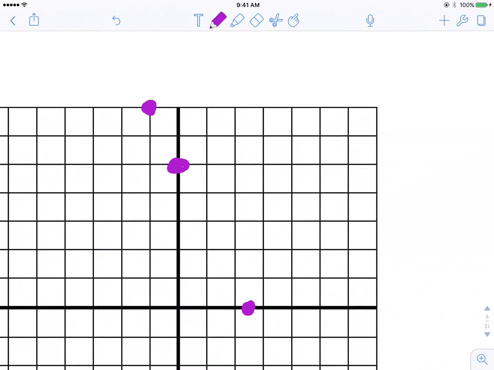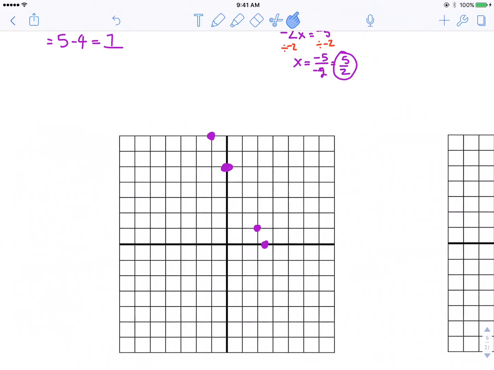And 2, 2, 1. And then I would do my best possible, draw a line that goes through those points. And there's my line. Rough sketch.